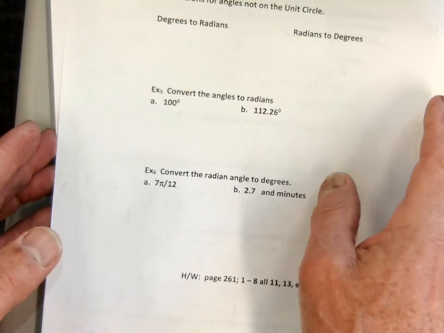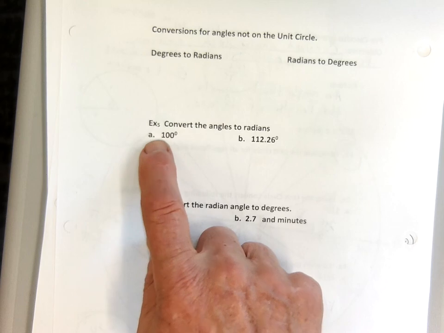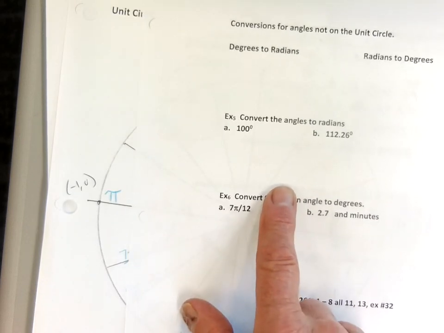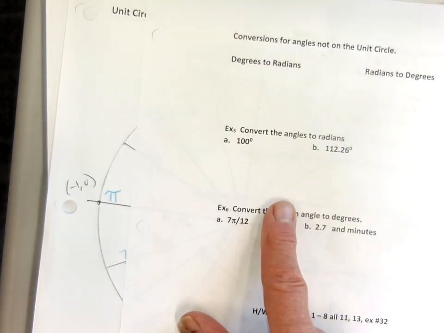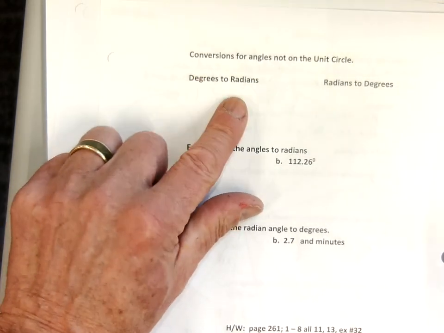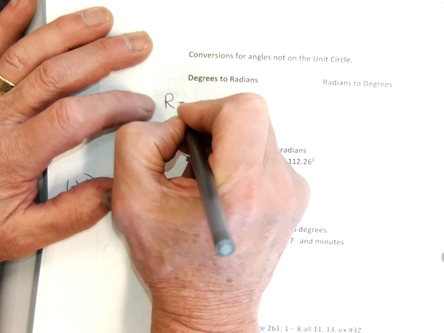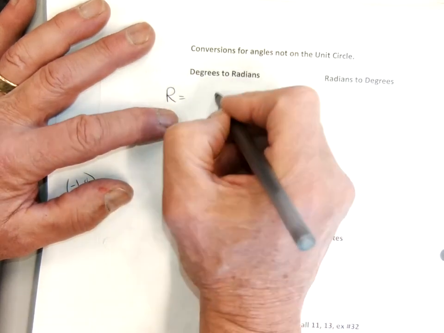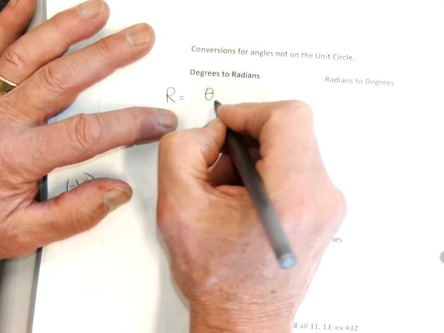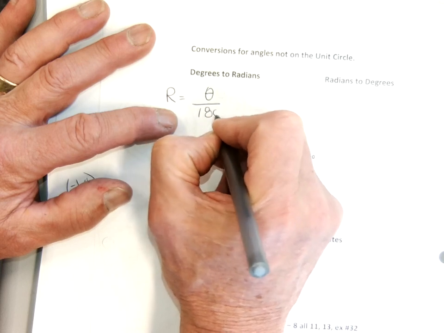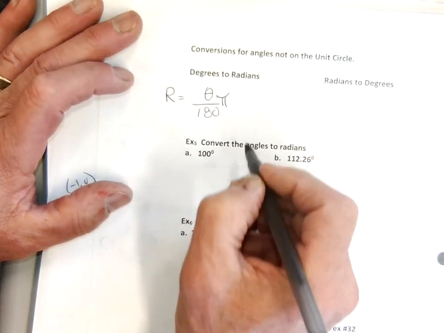Now, here's our problem. We cannot put every single angle on our unit circle, correct? That'd be dumb. So we have to have a conversion. So we're going to go degrees to radians. So write this down. If you have degrees to radians, then your radians is going to equal your angle over 180 times pi. Okay, write that down.